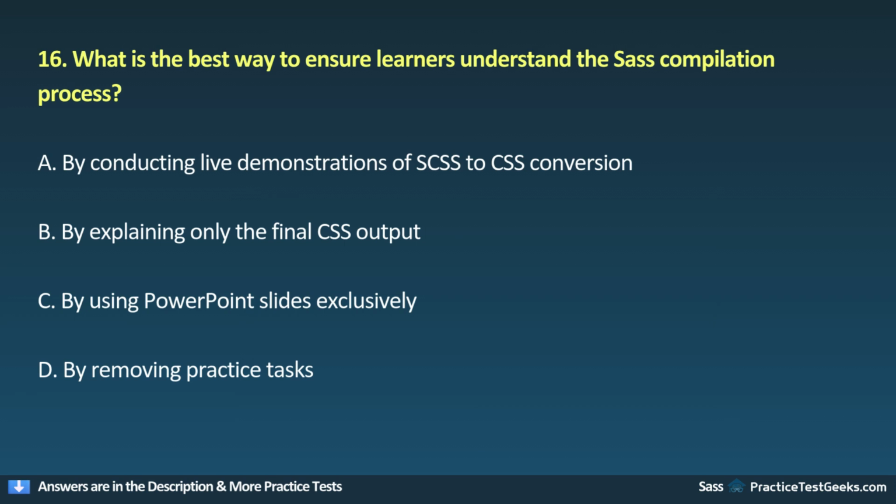16. What is the best way to ensure learners understand the Sass compilation process? A. By conducting live demonstrations of SCSS to CSS conversion. B. By explaining only the final CSS output. C. By using PowerPoint slides exclusively. D. By removing practice tasks.